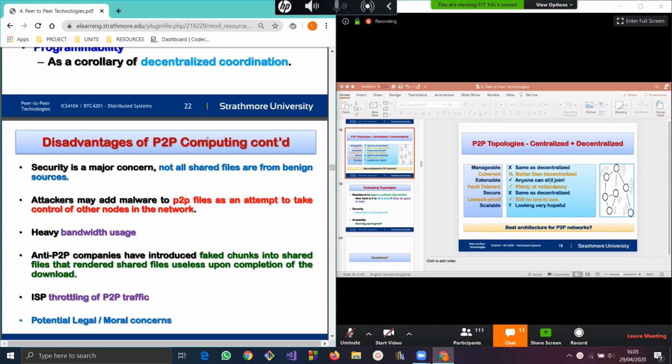So here we end up with manageable, same as decentralized, coherent, better than decentralized. Extensible, anyone can still join in. Fault tolerant, plenty of redundancy, which is a good thing. And secure, same as centralized. The moment I secure centralized, it's the same secure, so the same problems that we have in decentralized. And then lawsuit proof, still no one can sue because there are many different peers. And then scalable, this looks very hopeful because we simply need to have centralized, and then we move further and further, and then we have accessibility.